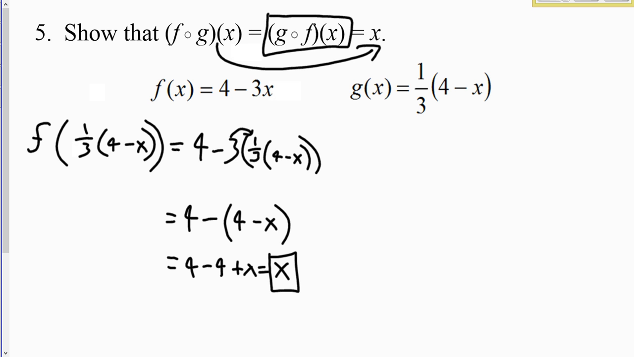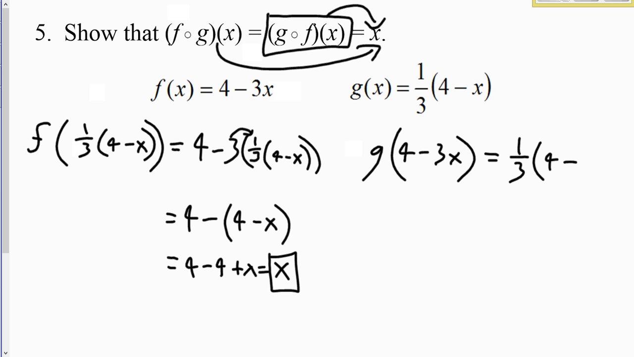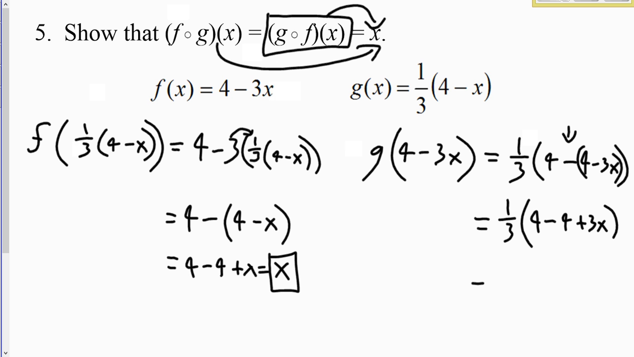Now we want to show that this is equal to x as well. So g of, well, what's f of x? That's 4 minus 3x. So g is going to be 1/3 of 4 minus, well, my input for g now is my f of x. So that's going to be 4 minus 3x, in the quantity. Make sure I remember my parentheses here, because this negative is going to have to distribute through. So simplify, I get 1/3 of 4. Now let's distribute that negative. Minus 4 plus 3x. Simplify within my, those cancel out, and I get 1/3 of 3x, which is equal to x. So I've now shown that f of g of x is equal to x, and g of f of x is equal to x. So they're also equal to each other.